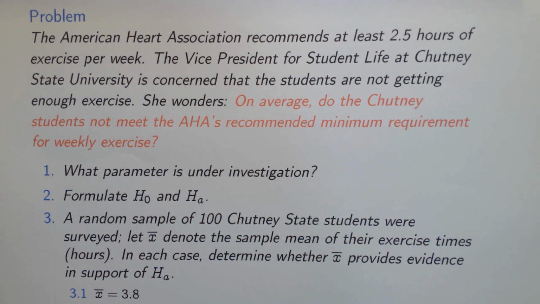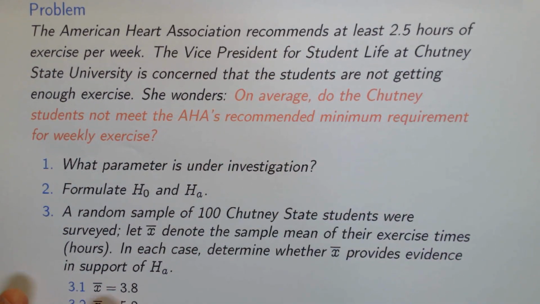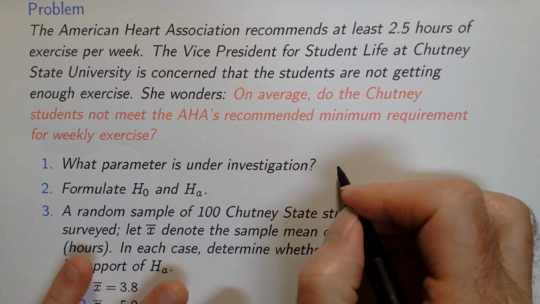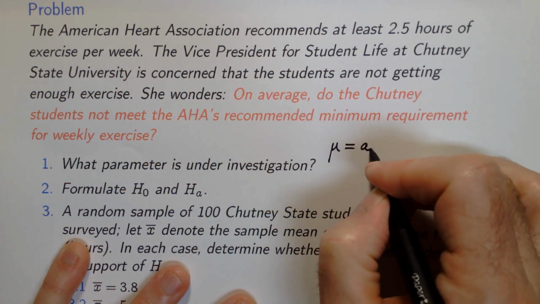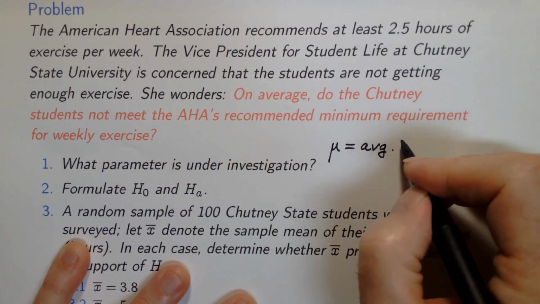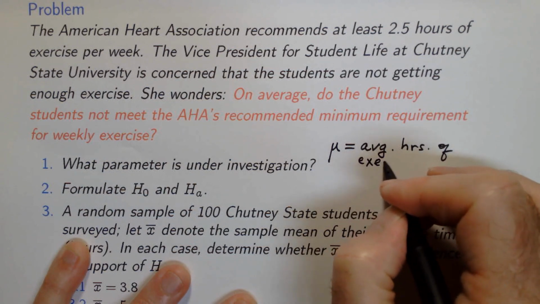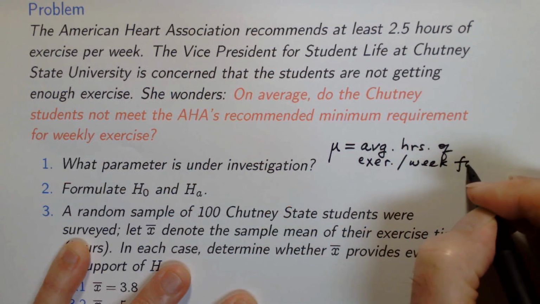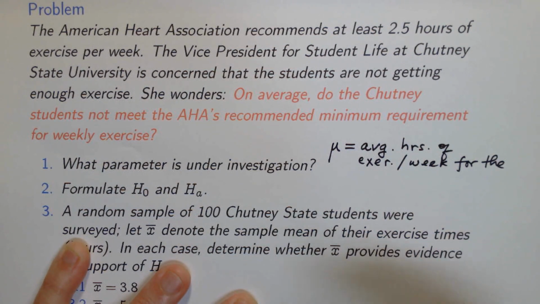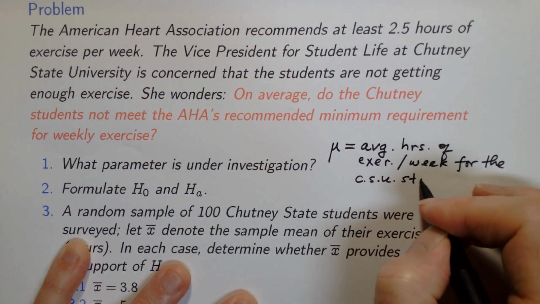What parameter is under investigation? Well, if we read into this question, she's worried about a population mean. She's worried about what we could call mu, which we could say is the average or mean hours of exercise per week for the, let's call them the CSU, the Chutney State University students. Okay?